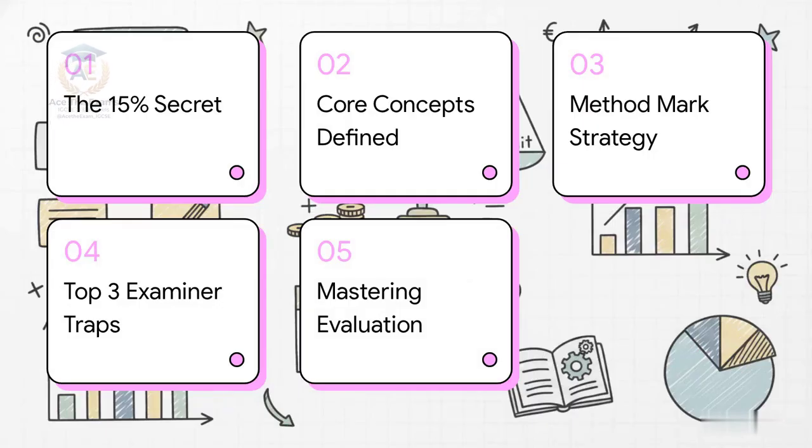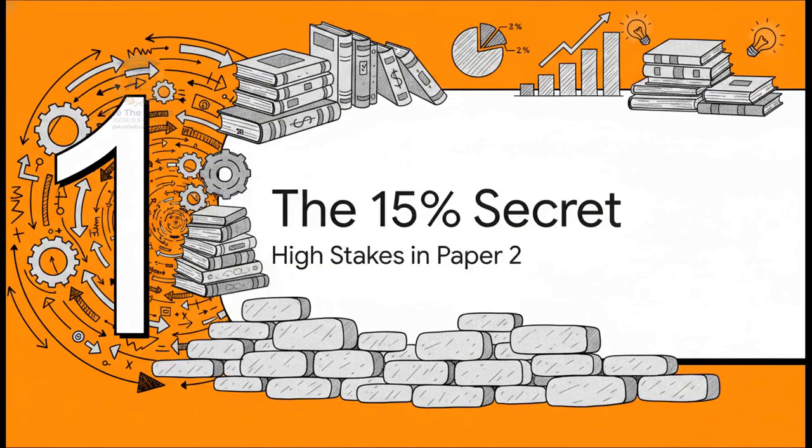Here's our strategic roadmap for today's session. We'll start with the 15% secret, move into core concepts defined, tackle the method mark strategy, expose the top 3 examiner traps, and finally look at mastering evaluation. All right, Section 1, the 15% secret, high stakes in Paper 2.